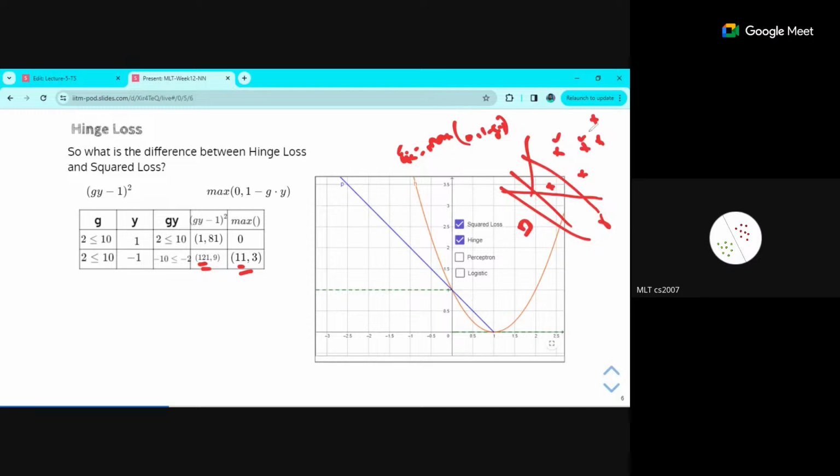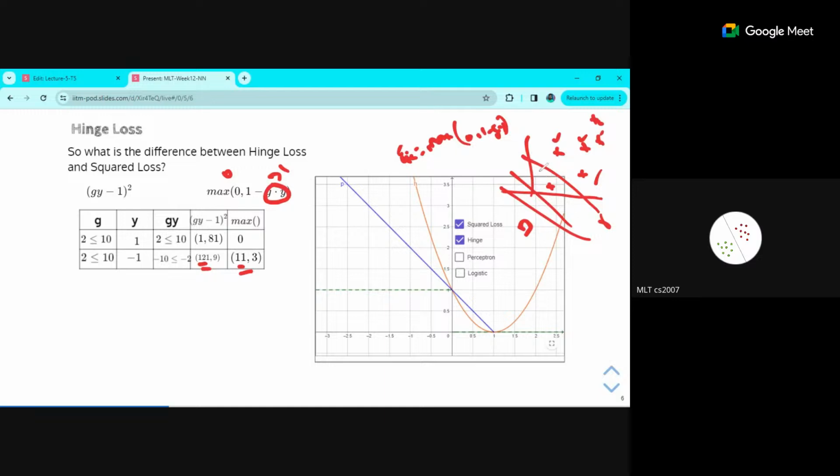Okay, let's say these are all positive class and they are all above this margin gamma. So naturally, g dot y has to be greater than 1 for this to be above the margin, which means our max value will be 0. So we are not penalizing.